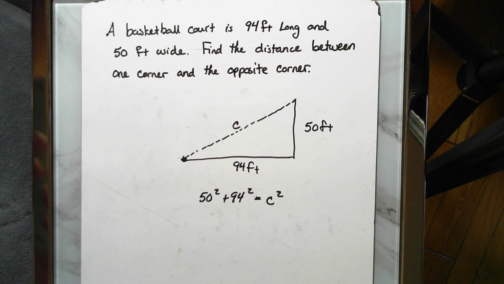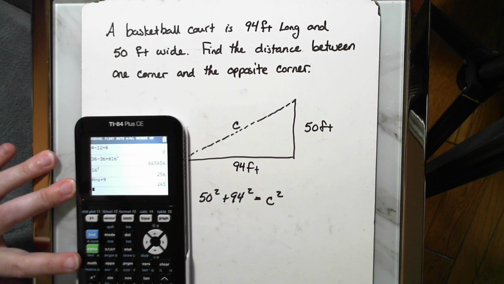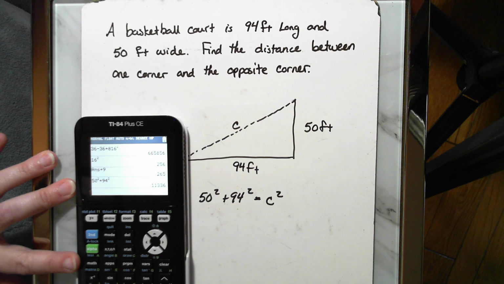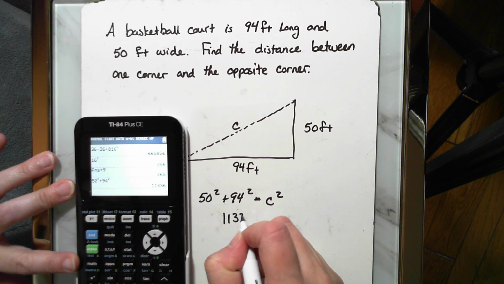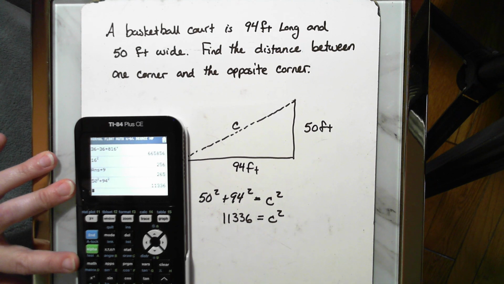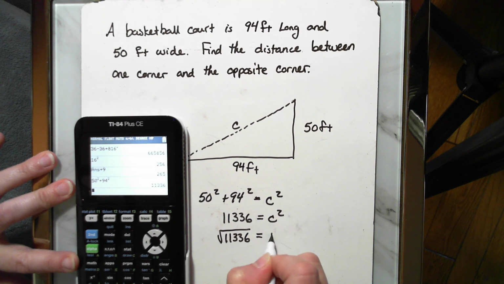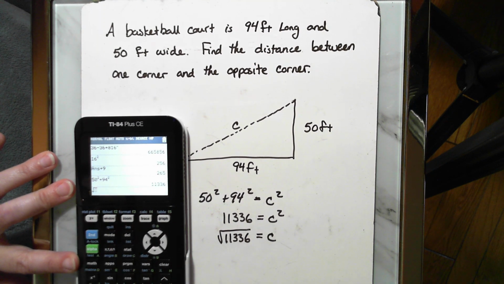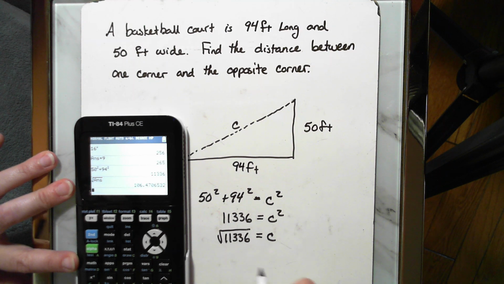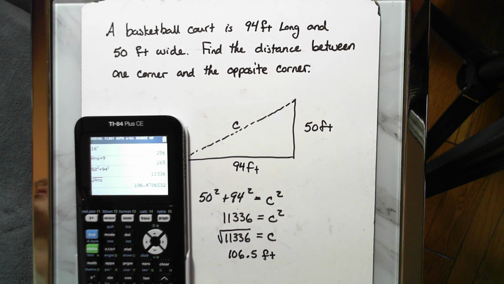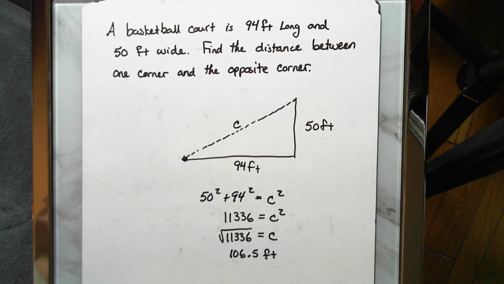In my calculator, I don't know if you can see the screen very well, but 50 squared plus 94 squared comes out to be 11336, which is C squared. And now I just have to do the square root on both sides to find out the length of C. So I can do the square root of that, which is approximately 106.5 feet. Okay, so if you were to run from one corner of your basketball court to the opposite corner, you would run 106.5 feet.